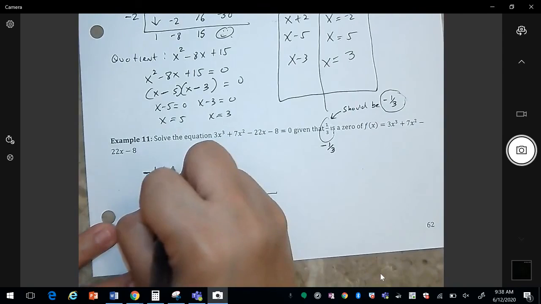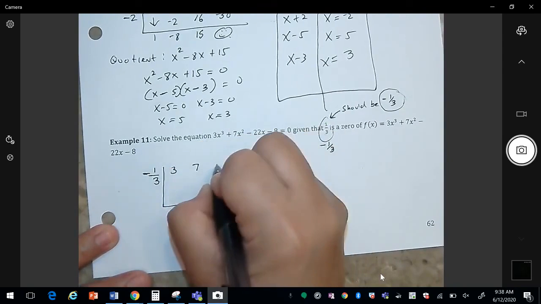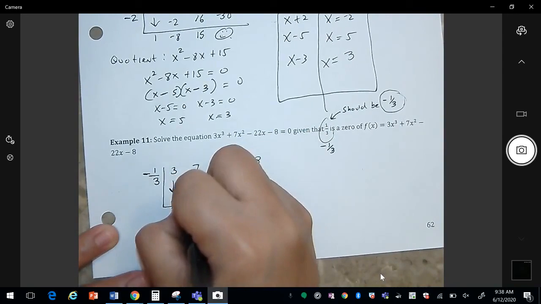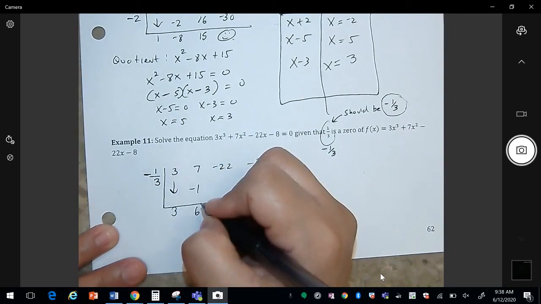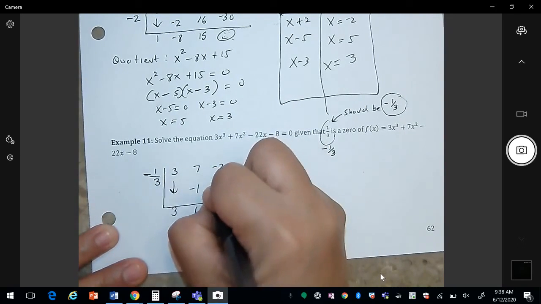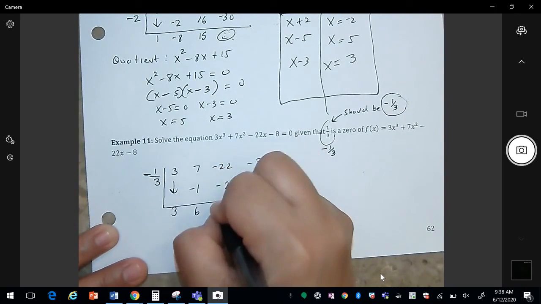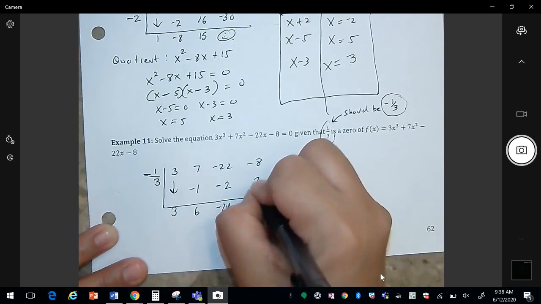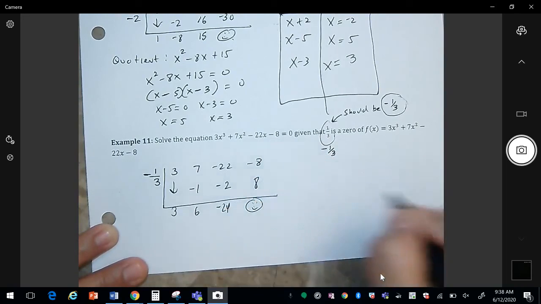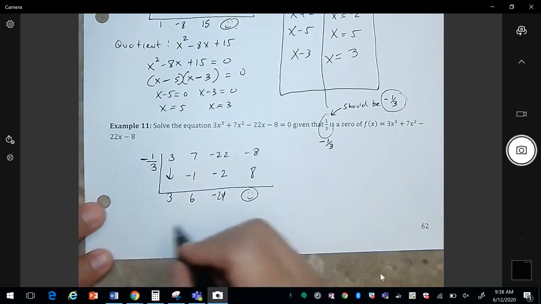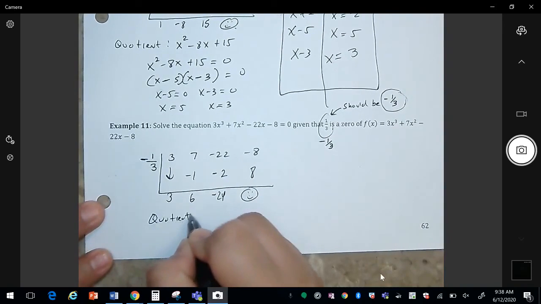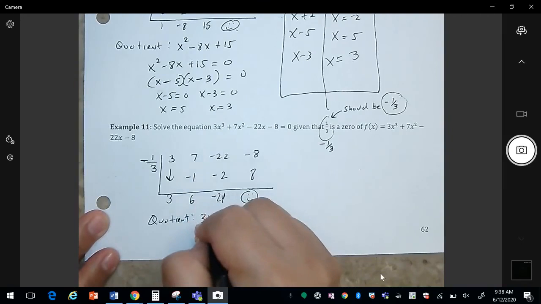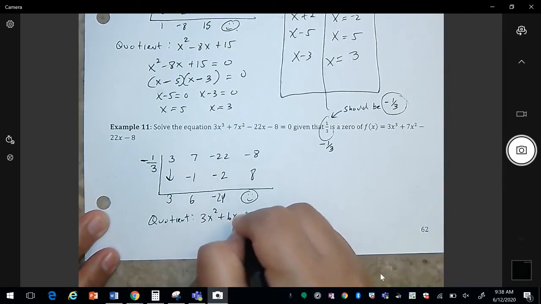So my coefficients are 3, 7, negative 22, and negative 8. Bring down the 3, times negative 1/3 is negative 1. 7 plus negative 1 is 6, times negative 1/3 is negative 2. Plus negative 22 is negative 24, times negative 1/3 is going to be positive 8, giving me a 0. Okay, my quotient. One less power is 2. So we're going to have 3x squared plus 6x minus 24.